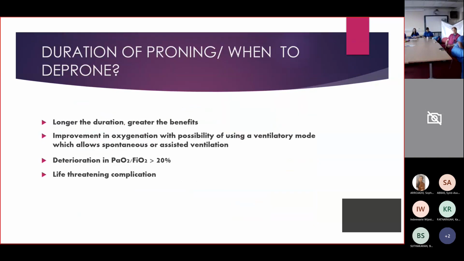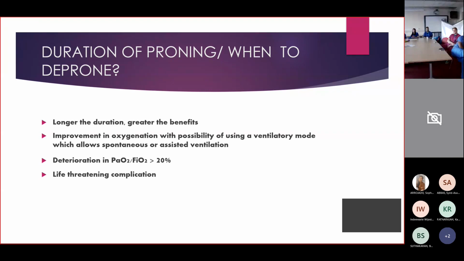So when do we stop the proning? That is the next thing. It has been mentioned that the longer the duration of proning, the greater the benefits. And when the improvement in oxygenation comes to a point where we feel that now we can use a ventilatory mode which allows the patient to breathe spontaneously, or assisted ventilation can be used, then we can consider discontinuing the proning. Or if there is a deterioration of the patient in the PaO2 by FiO2 ratio by more than 20%, or if there is any other life-threatening complication.